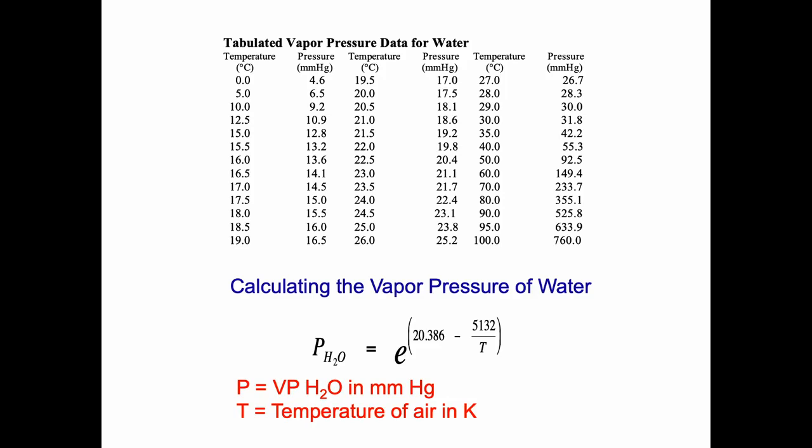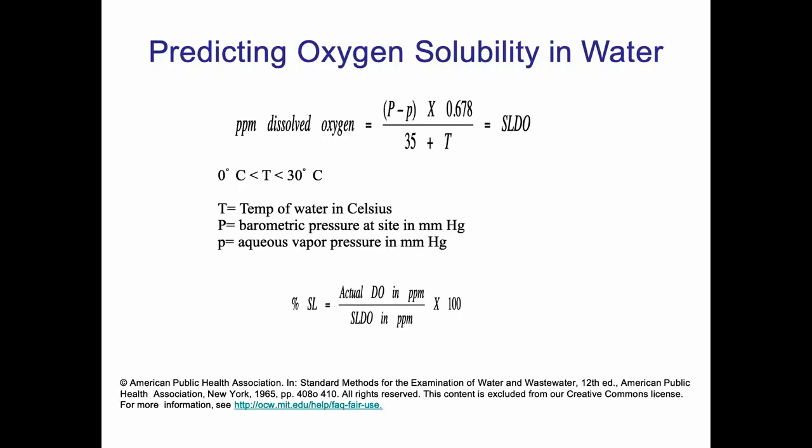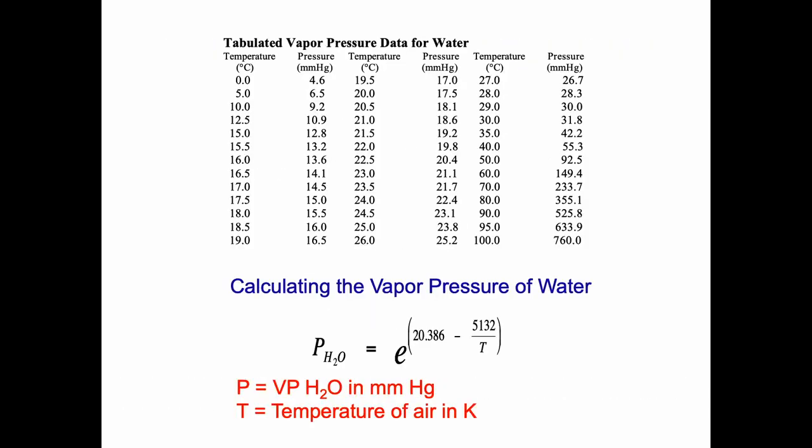If you can't find it on here, you could use this equation, but the T here is the temperature of air, and it's in Kelvin. And back here, this is the temperature of the river in Celsius, so don't get confused with that.